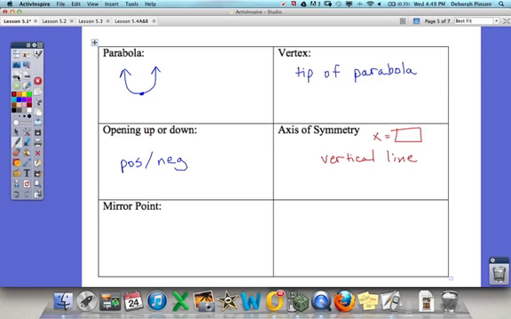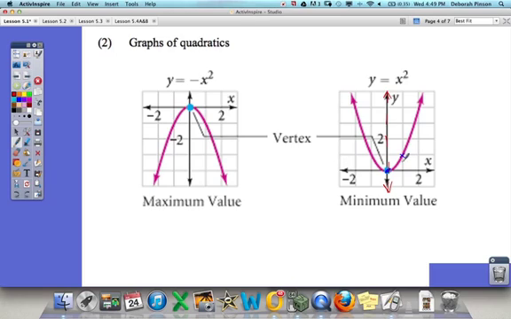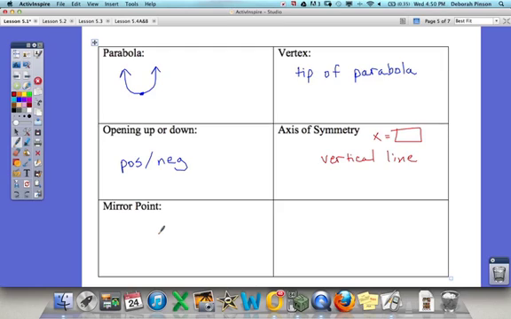Okay, now mirror point, again I'm going to go back to my parabola. If I'm talking about this point right here, its mirror point is the point that it matches up with if you were to fold over the axis of symmetry. So if you're talking about this point right here, its mirror point is there. I don't really have a good way to describe that, but that's what a mirror point is.